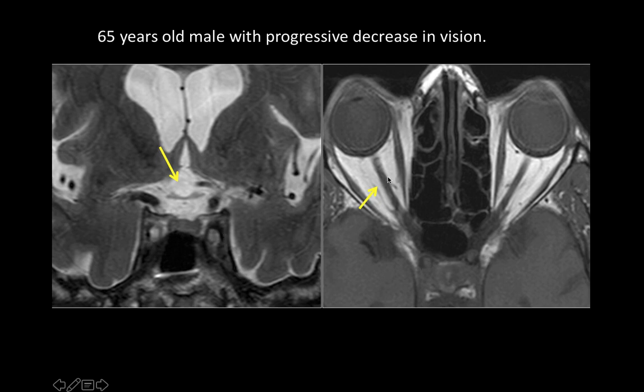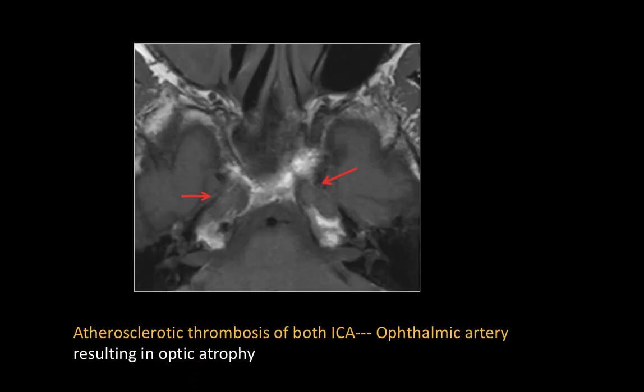Remember, the ophthalmic artery is the major artery which is supplying the optic nerve, and the ophthalmic artery is a branch of ICA. So when there is thrombosis of ICA, obviously the ophthalmic artery is involved, and this has resulted in optic neuropathy. So this is actually atherosclerotic thrombosis of both the ICA, because of involvement of the ophthalmic artery resulting in optic atrophy. I have shown the petrous segment which is showing complete absence of flow void.